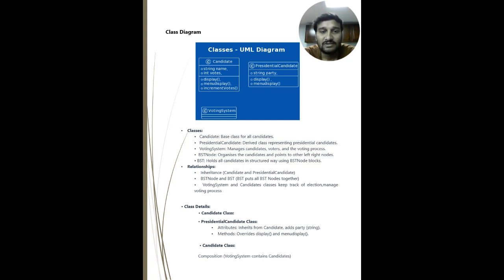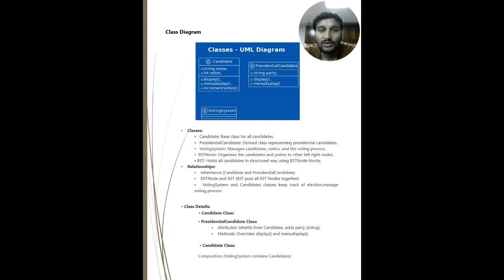Now we'll discuss the relationships between these classes. The presidential candidate class is like a specialized version of a candidate. It adds the concept of a political party to the basic candidate features. The binary search tree node and binary search tree classes are like a piece of the puzzle and the thing that puts those pieces together to create a system for organizing candidates in a specific order. So we use a binary search tree in this.